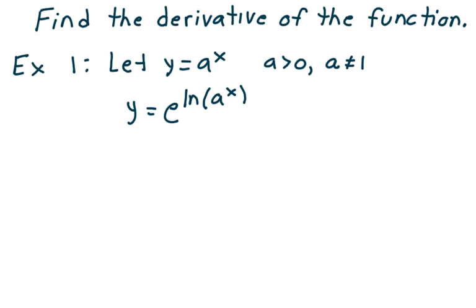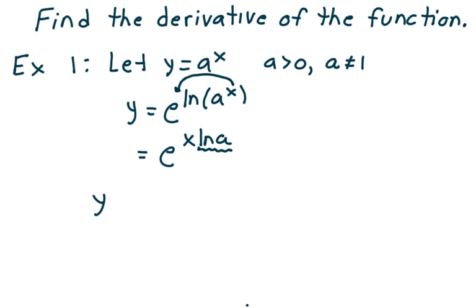Because remember that the exponential and the natural log are inverses of each other, right? And so this is equal to e. Now, the x can be pulled out in front of the log, and so this can be written as e to the x times natural log of a. But remember that natural log of a is just a number, right?